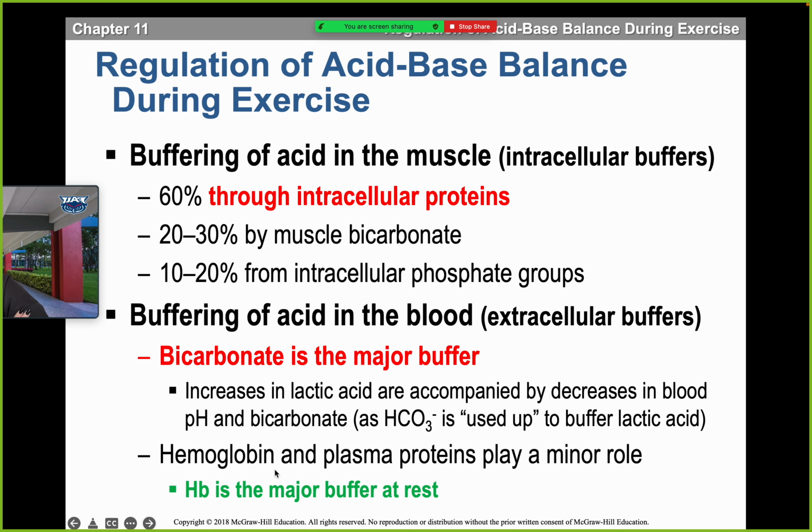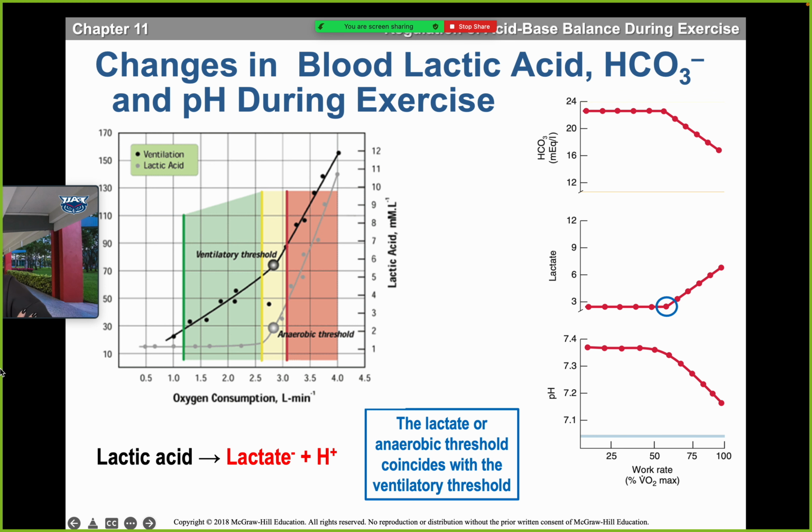Our extracellular buffers in the blood during exercise, hemoglobin and plasma proteins, are minor. Remember, at rest, hemoglobin is the major buffer in the blood, but during exercise, bicarbonate is the major buffer in the blood. All right, we've already gone over this chart here.